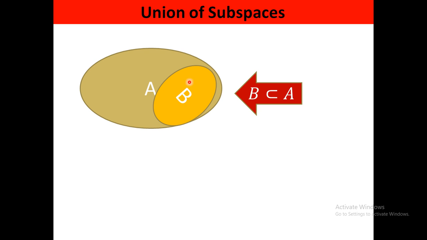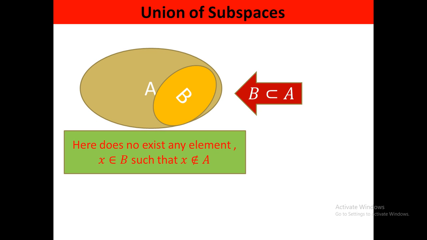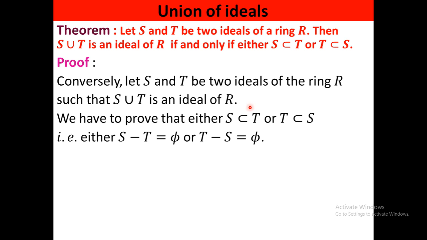So I write here: there does not exist any element x in B such that x does not belong to A. That's why B minus A is empty. These are vice versa. That means if B is a subset of A, then B minus A equals phi, and if B minus A equals phi, then B is a subset of A. So this is equivalent to that.